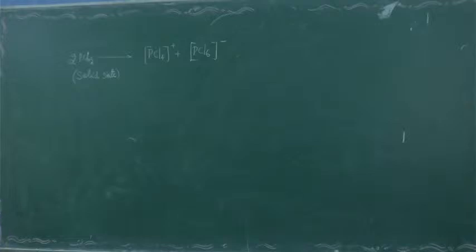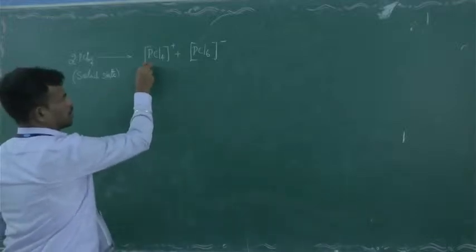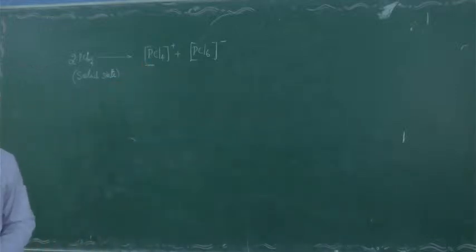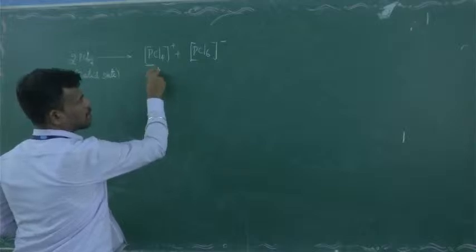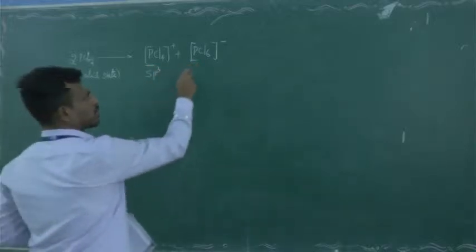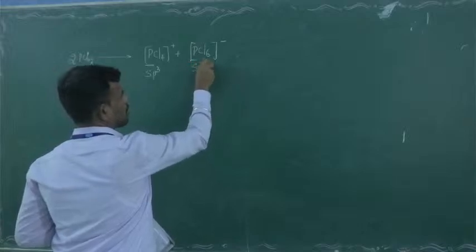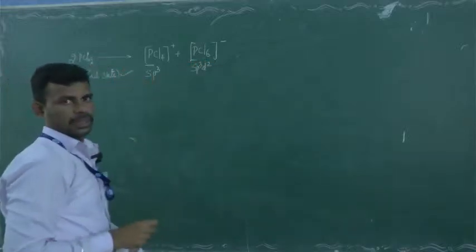Whereas in gaseous state, it has a covalent nature. In solid state, it has an ionic nature because there is one positive and one negative species. What is the hybridization of this one? sp3. What about this one? sp3. Please note this. Solid state will exist in an ionic form.